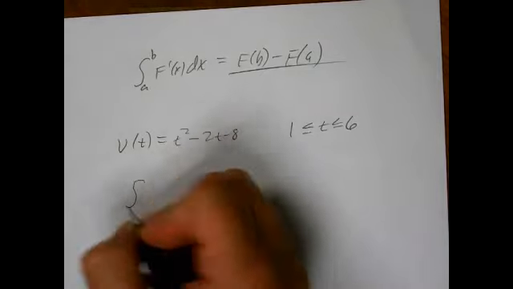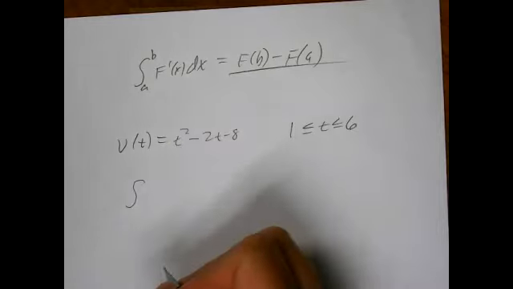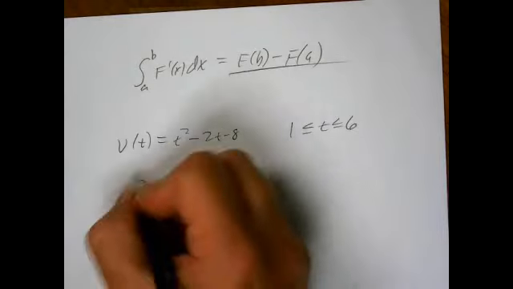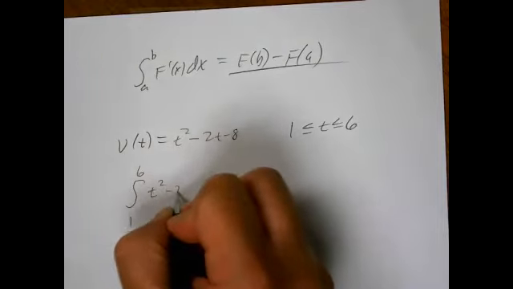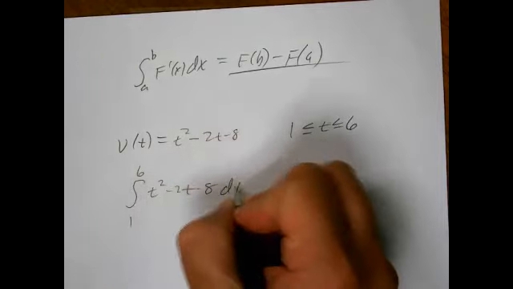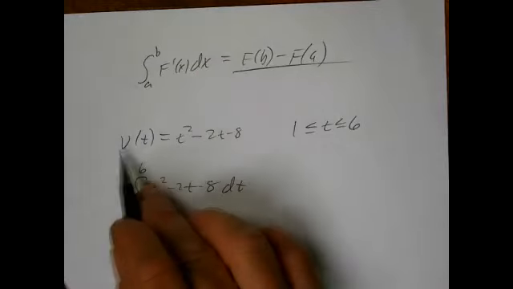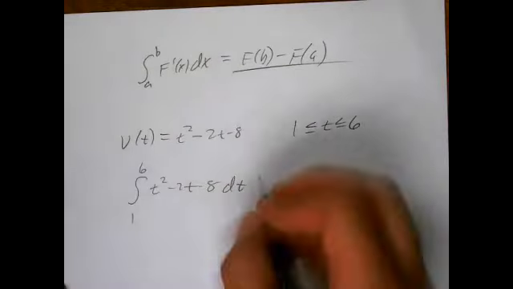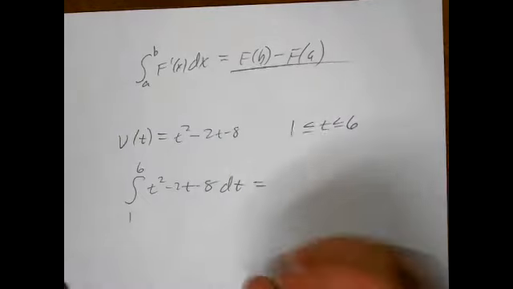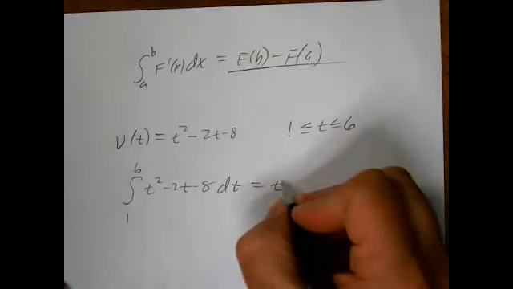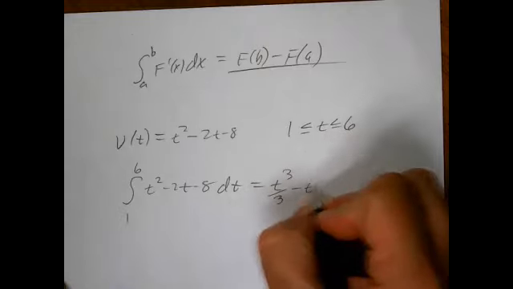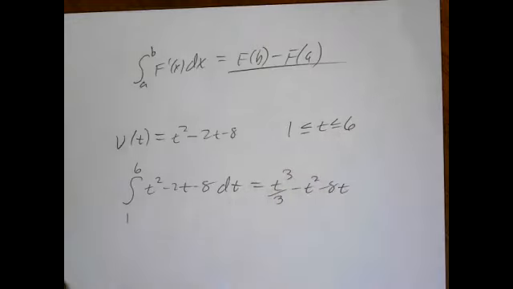So I would integrate this, and from 1 to 6, I'd integrate the t squared minus 2t minus 8 with respect to time. I'm going to do an integral there because this is a net change. And remembering the integral of velocity is position, so I am correct that it's going to be a net position change. This is going to be t cubed over 3 minus t squared minus 8t.